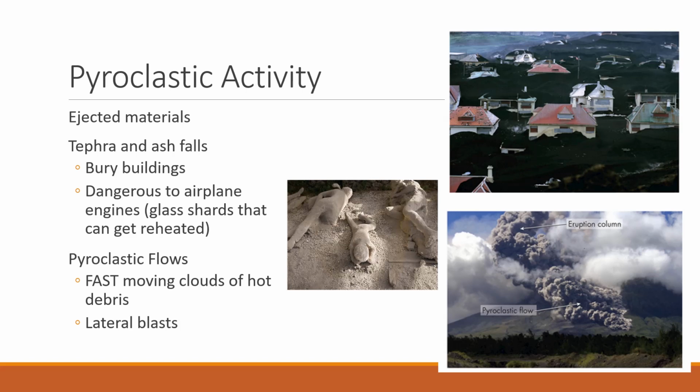Pyroclastic activity are the ejected materials. So this is the tephra and the ash falls. They can bury buildings. They're dangerous to airplane engines, so the glass shards can get reheated. They can also damage propellers.